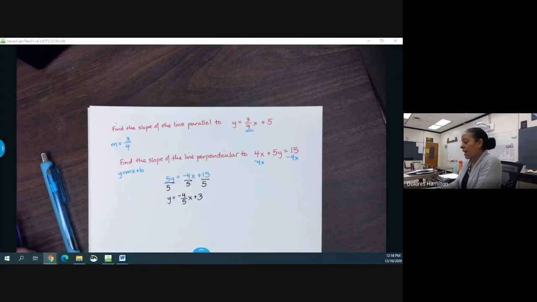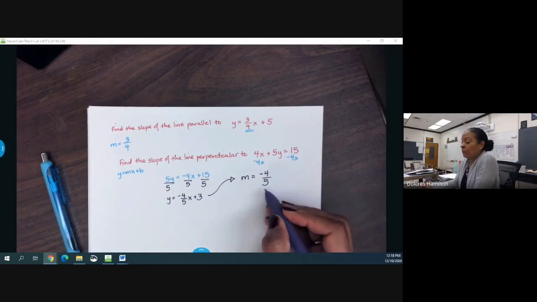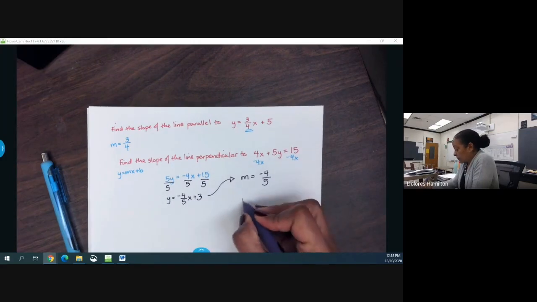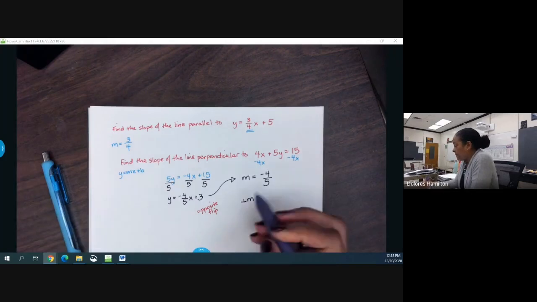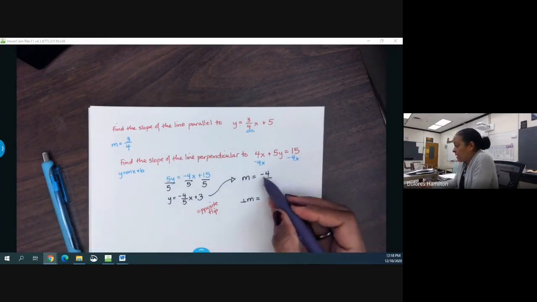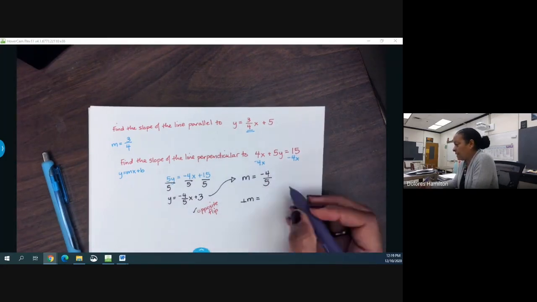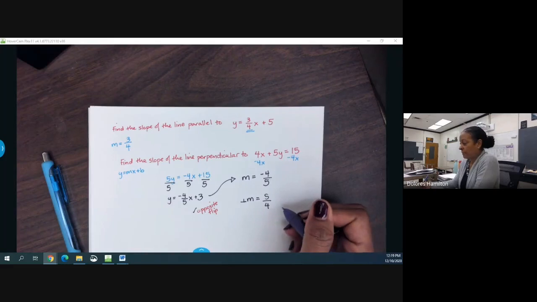So now we're still asked to find the slope of the line perpendicular to that. So first, we're going to identify what the original slope is. It's -4/5. For a line perpendicular, we're going to do the opposite flip. So I'm going to look at the original sign. It's negative, so this one's going to be positive. Next, I'm going to flip it. So flipping 4/5 leaves us with 5/4.